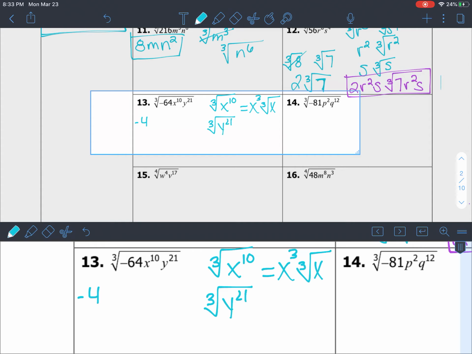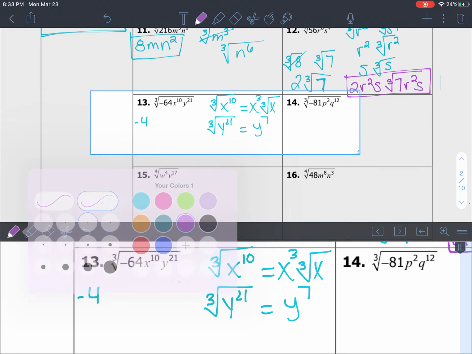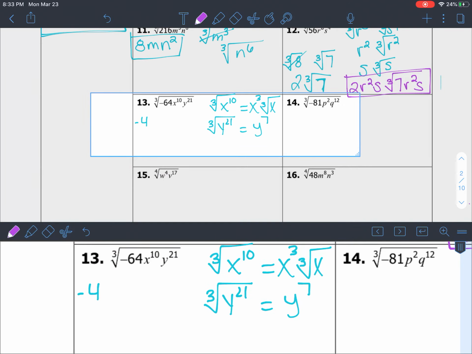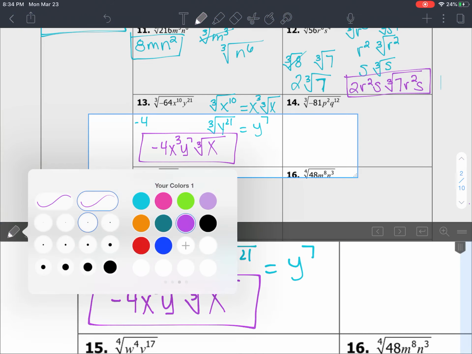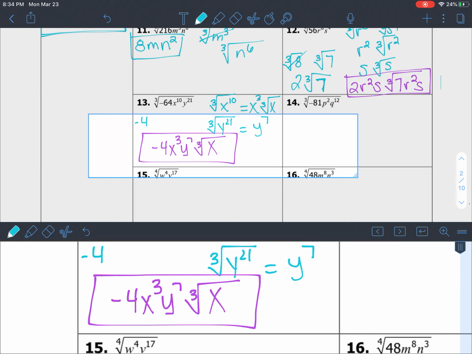Now let's talk about the cubic root of y to the 21st. So how many sets of 3 are in 21? Well, there's 7. So we have y to the 7th. So now if we put all of that together, we have our number on the outside, which is negative 4. We have an x cubed on the outside, and we have a y to the 7th on the outside. What's left underneath of our cubic root is just x. So we get this final answer here in the purple.